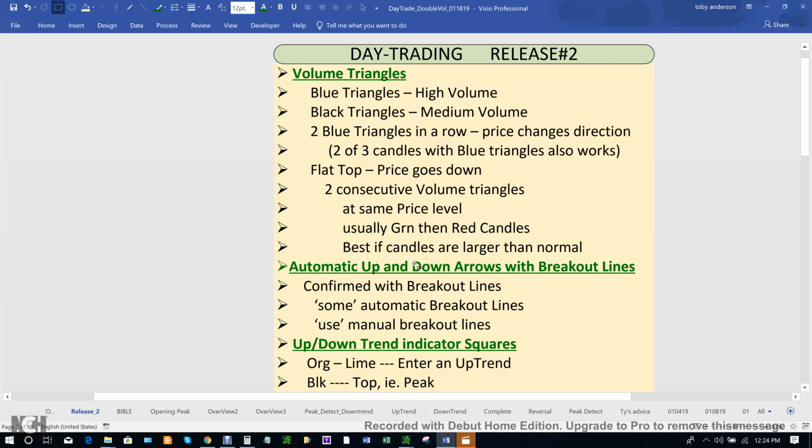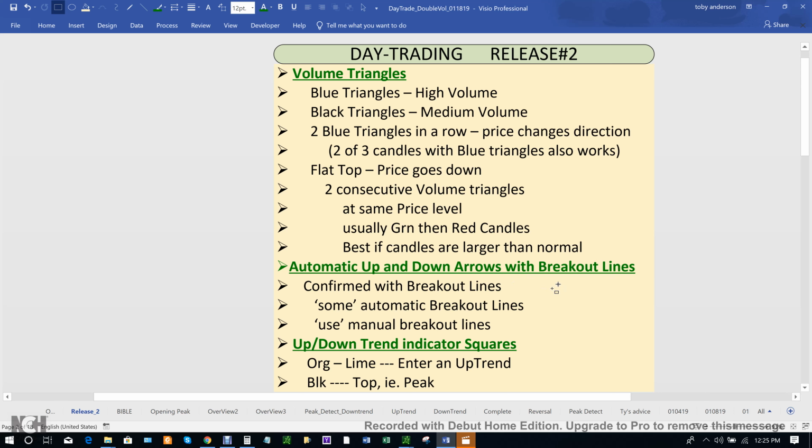Because they come so soon, they're not always totally accurate. The arrow might say the trend will go down, and most of the time it will. Some of the time it might still go down, but not that much. Or sometimes they might be wrong. So that's why it's so important to use them with breakout lines. I'll explain what the breakout lines are. That's a fairly common concept.